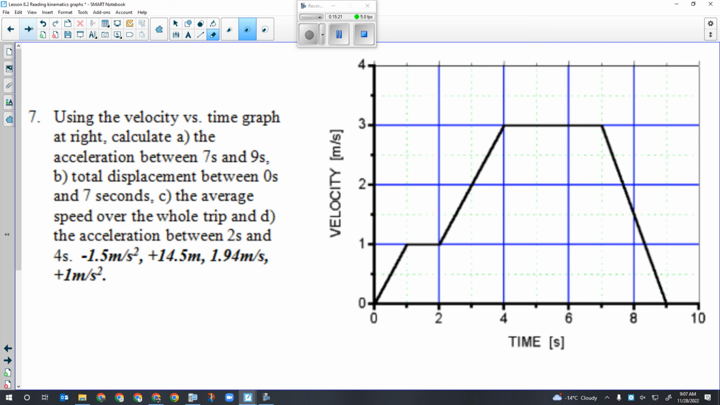And the acceleration between 2 and 4 seconds. So maybe make yourself a quick drawing of that, so that you have it and you can get started. I'll give you about 8 or 10 minutes, and then we're going to go through it together. So really take your time with this one. Make sure you're practicing the skills involved with these velocity versus time graphs. That was on a quiz a couple of years ago.